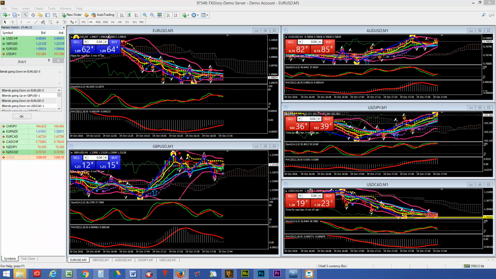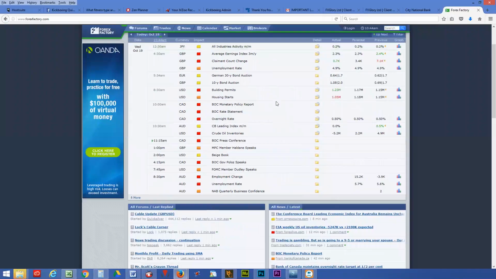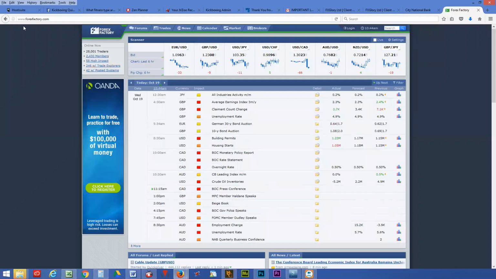So my favorite website that I go to stay on top of when news is being reported is forexfactory.com. It's a very clean layout, very easy to understand. I have this filtered to where I'm only looking at, actually, I don't think I have this filtered. I think I'm looking at all news.